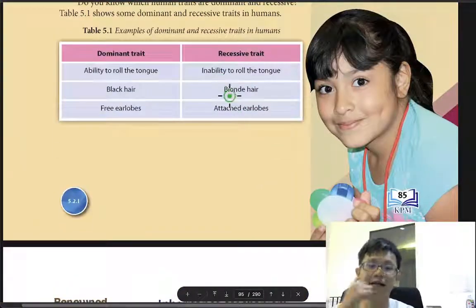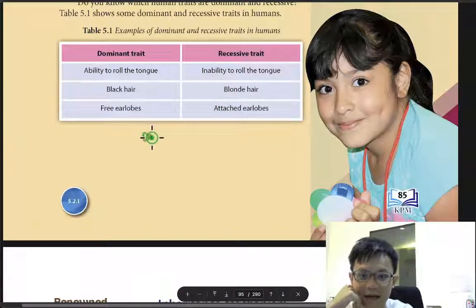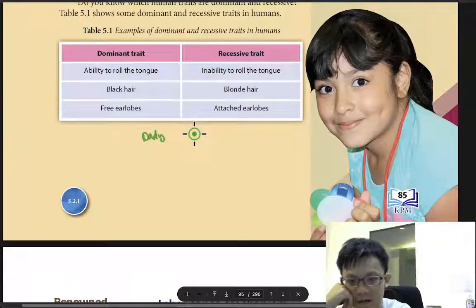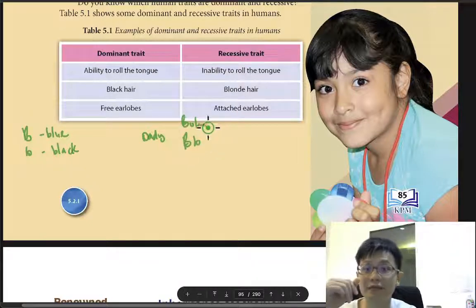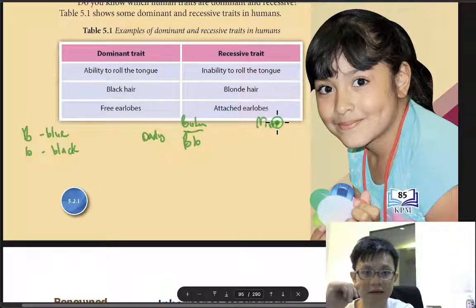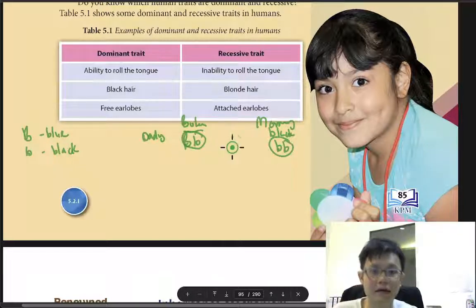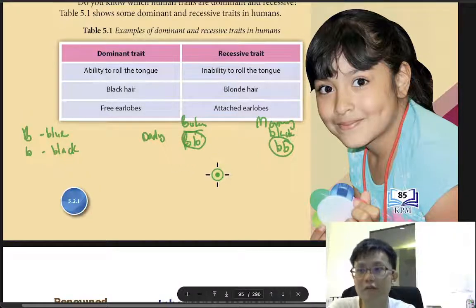Let's say lah the daddy has blue eyes. Big B is the dominant for blue, and small b means black. Let's say the daddy is blue eye, which is BB, and the mommy is black eye, which is bb. So I put Daddy is BB, mommy is bb. So both of them get married.